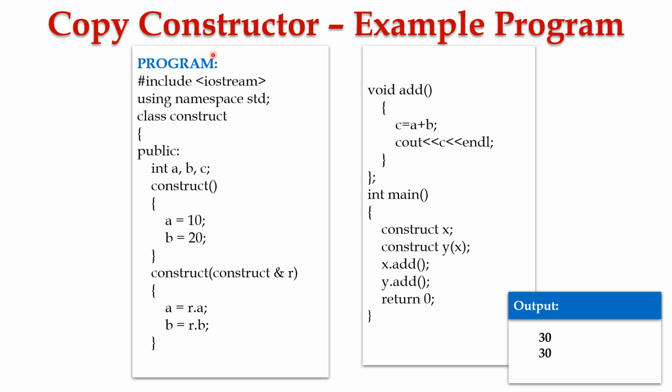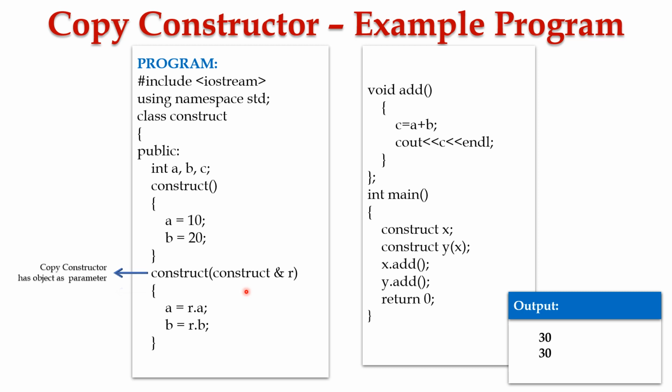Let's have an example program for copy constructor. We have defined the class definition for class construct. Using public access specifier, we have declared the variables A, B, and C of integer data type. Next, we have defined the default constructor that initializes the variable A to value 10 and variable B to value 20. Additionally, we have a constructor which is called the copy constructor.